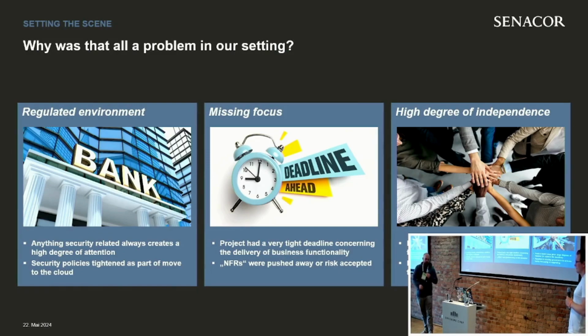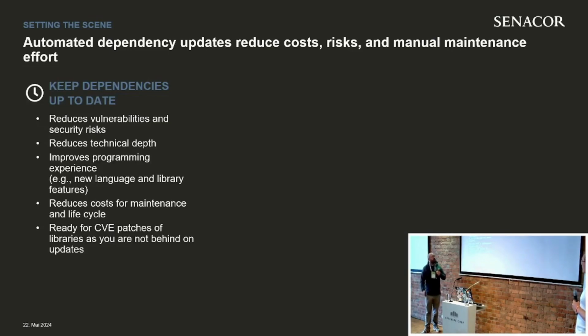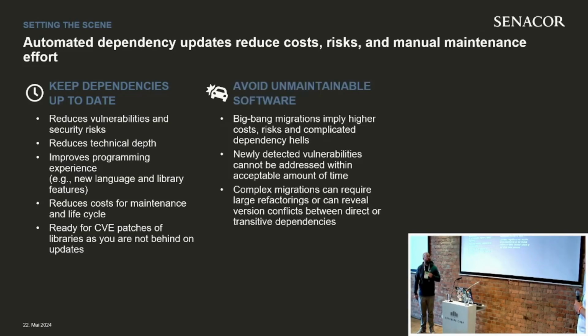Hey, why can't I have functionality A, B, and C? Why do I have to do some stupid things like automated dependency management in general? Why do I want to do that? Well, automated dependency management keeps your dependencies up to date. As I said, you have new features available readily. You are ready for new CVE patches. You're just up to date. You have new functionalities and reduce your maintenance cost and lifecycle cost in general by a bit.